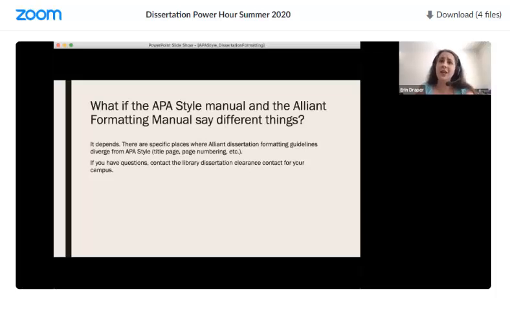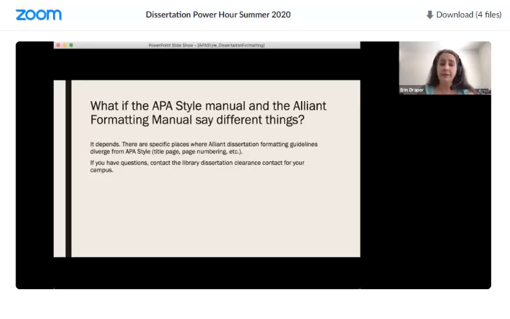The best thing to do is to check with one of us. Check with the person who handles library clearance for your campus. Because there are places, and we've talked about a couple of them in the last half hour, where there are university-specific dissertation formatting guidelines. It's something where we have either chosen to override APA Style, or where APA Style sends that authority on to the institution to make their own guidelines. So our title page, we have very specific guidelines for that maybe don't line up perfectly with APA Style.